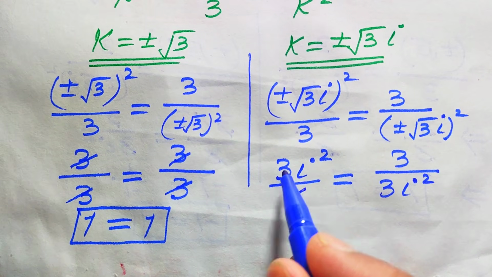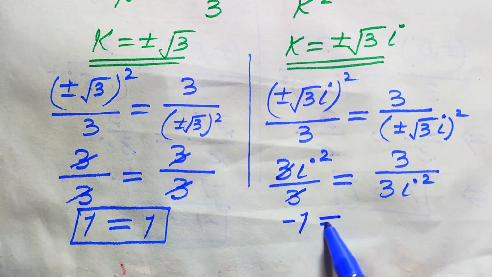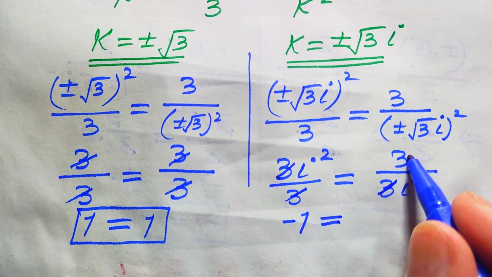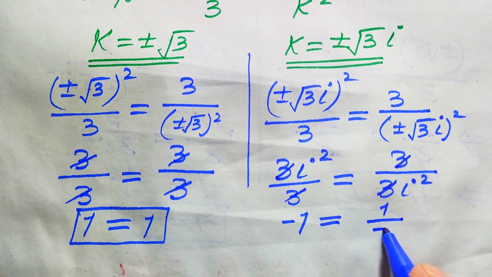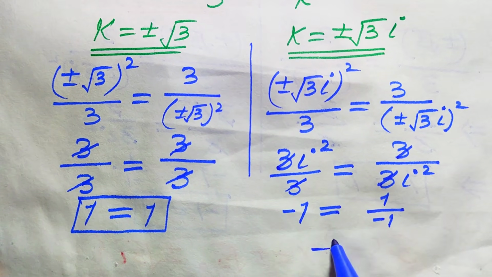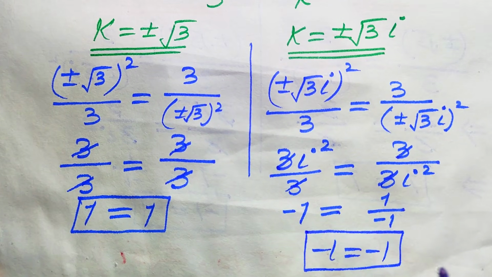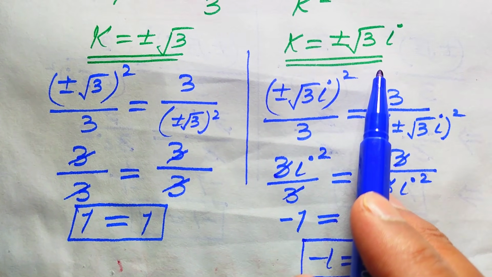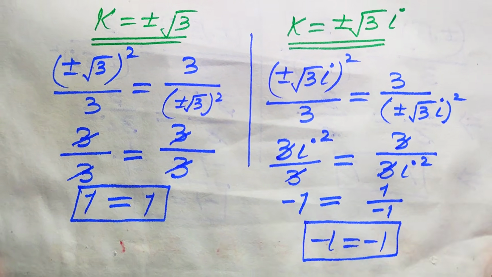So here we see that this 3 and 3 are gone, and we get iota square, and we know that iota square is equal to minus 1. In the same pattern, this 3 and this 3 are also gone, and we get 1 over iota square, and again iota square is equal to minus 1. So here you see that 1 over minus 1 is equal to minus 1. So this shows that both sides are equal. It means that the values k is equal to plus minus square root of 3 iota also satisfy our given question statement.